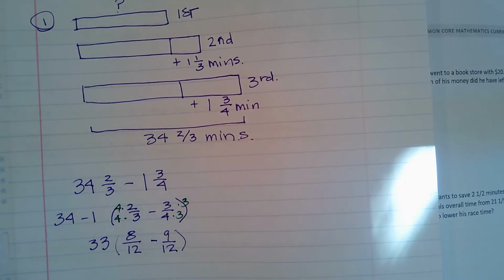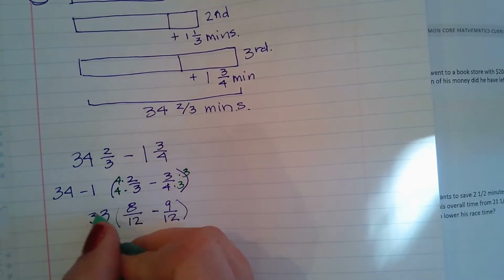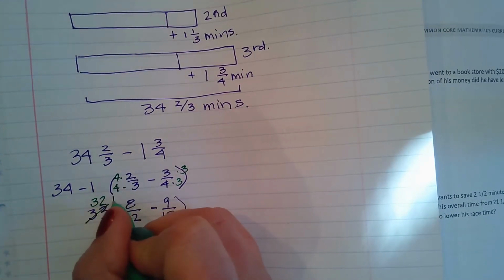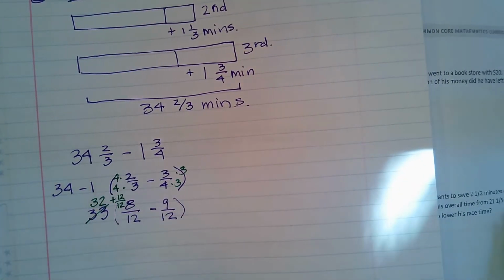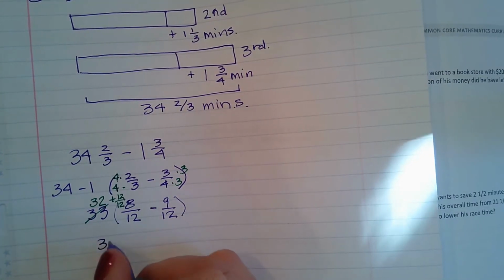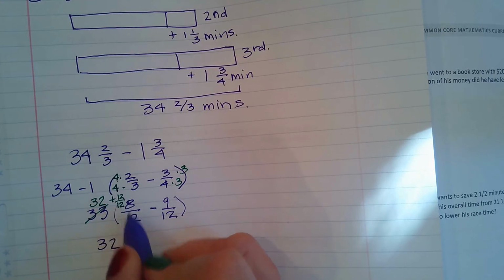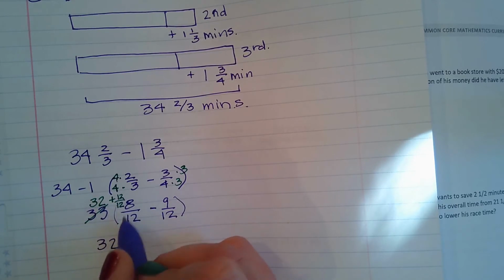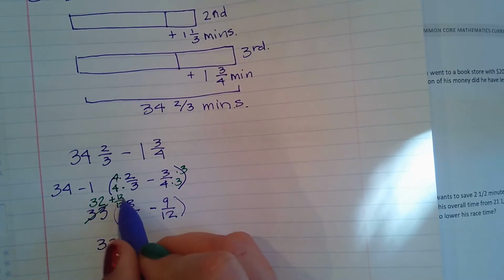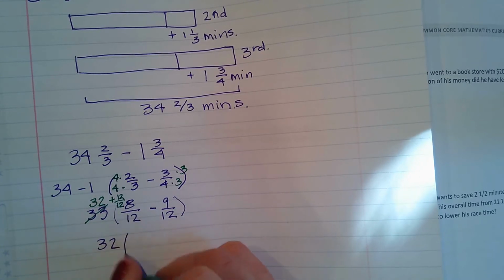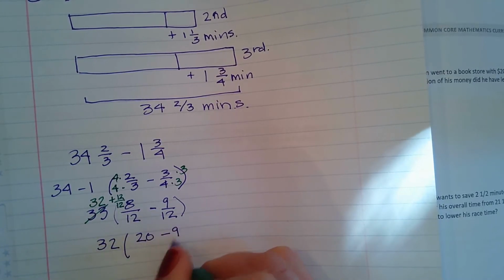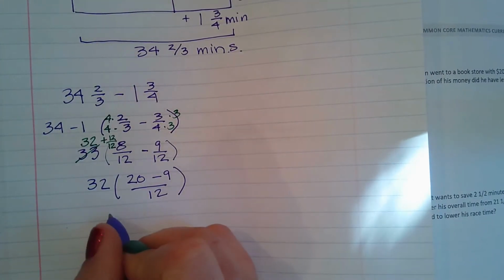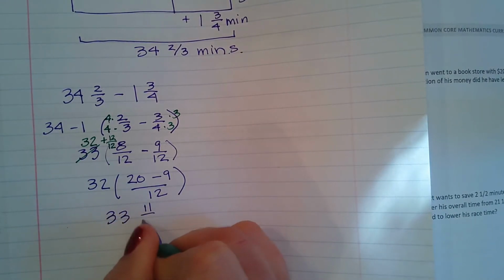Can I take 9 away from 8? No, I cannot. So I'm going to need to borrow. So yes, you're going to be doing a lot of this. And you're going to add 12 over 12 here, right? So we're going to end up with 32. And in order to add two fractions, they have to have common denominators, right? In order to add this one whole over here so that I can subtract that 9. So 8 plus 12 is 20. 20, subtract 9 over 12. Now I can do that. And I'm going to end up with 32 and 11/12.